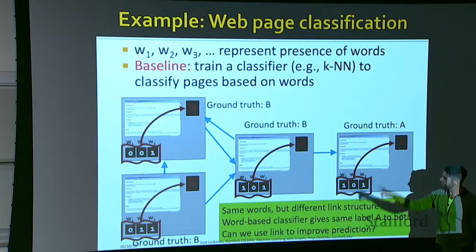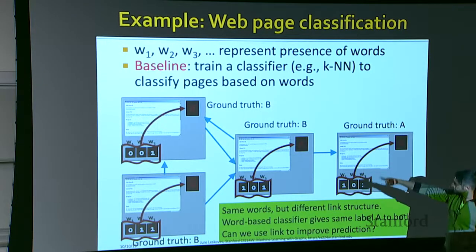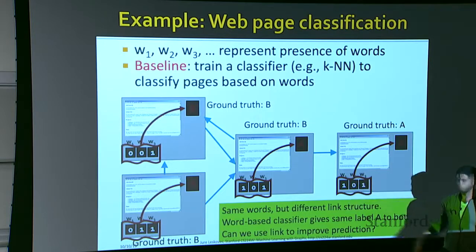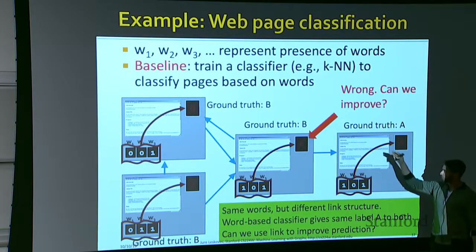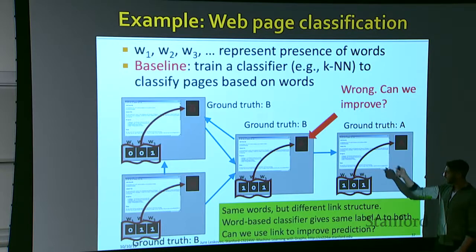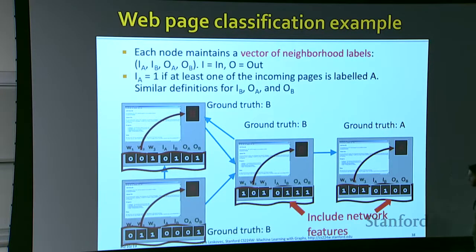So intuitively, if you see the graph structure, you see that these three pages on the left are very much interconnected, so it makes sense that they have the same label, okay? So how can we improve now? How can we make sure that we overcome the problems coming from our baseline classifier and that we can fix that misclassification? So what we want to do is we want to bring in also our network features, okay?